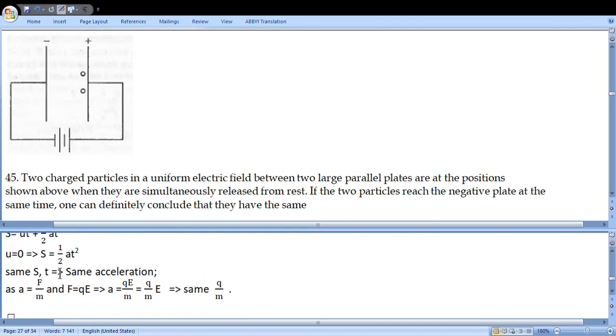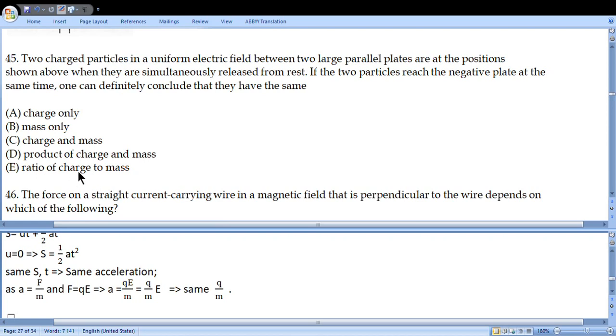As we have the same distance traveled in the same time, it means that they have the same acceleration. On the other hand, acceleration equals force over mass. Force equals charge times field strength. Substituting this expression for force, we get the ratio of charge to mass multiplied by field strength. So they have the same ratio, charge by mass, and we have such an answer, ratio of charge to mass.